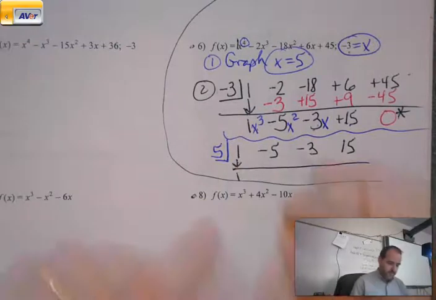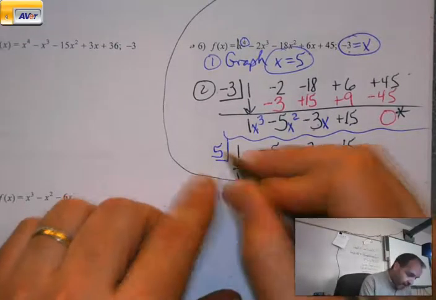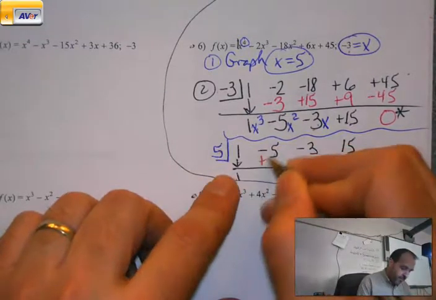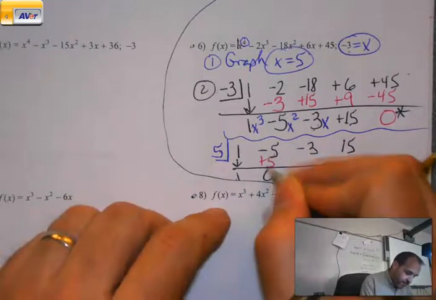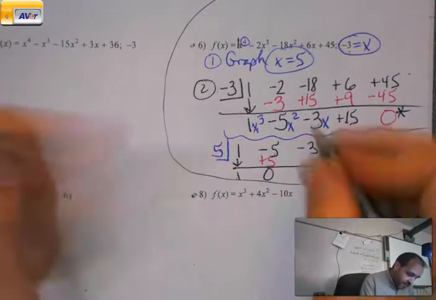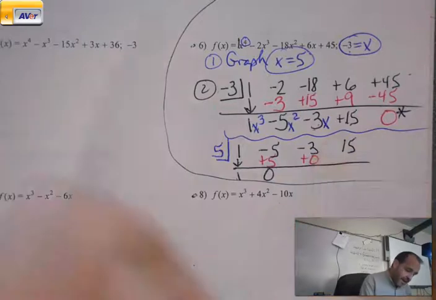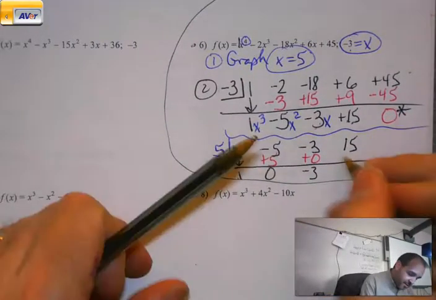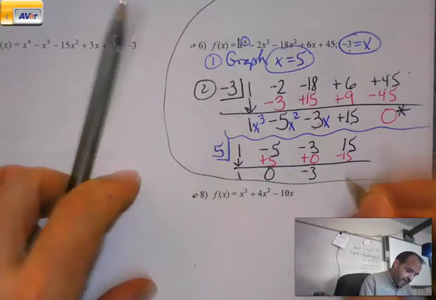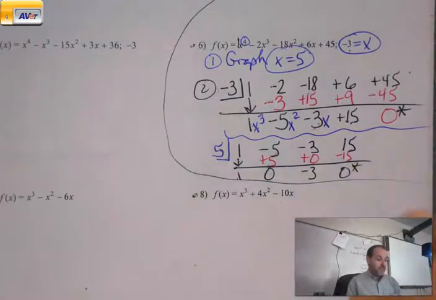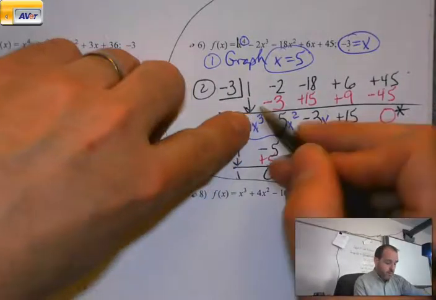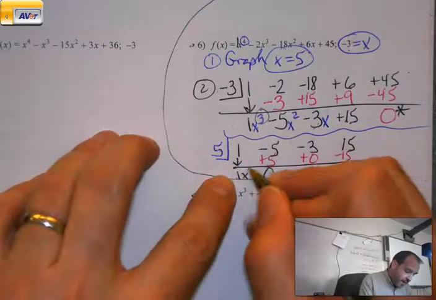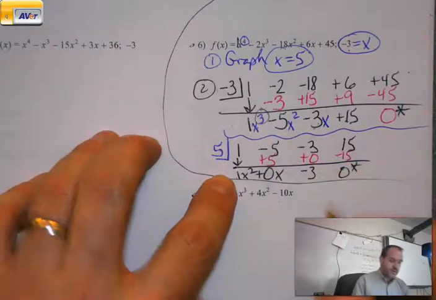So I get my 1. Multiply by what's in the box. And add. Multiply by what's in the box. And add. You know it. Multiply by what's in the box. Add down. There's my 0. Yeah, buddy. So now, start with x to the 3rd, x squared, 0, x minus 3.